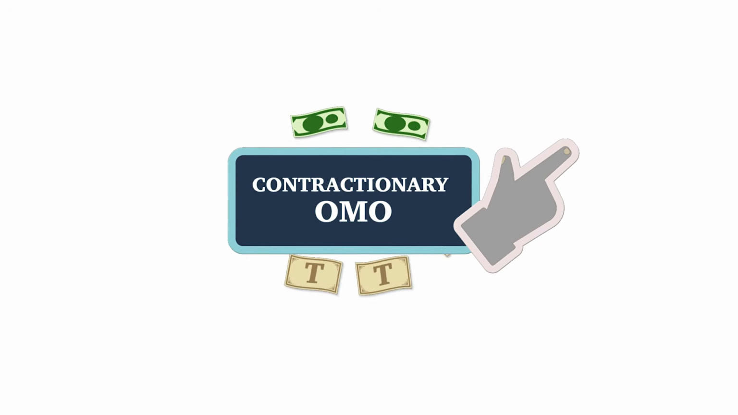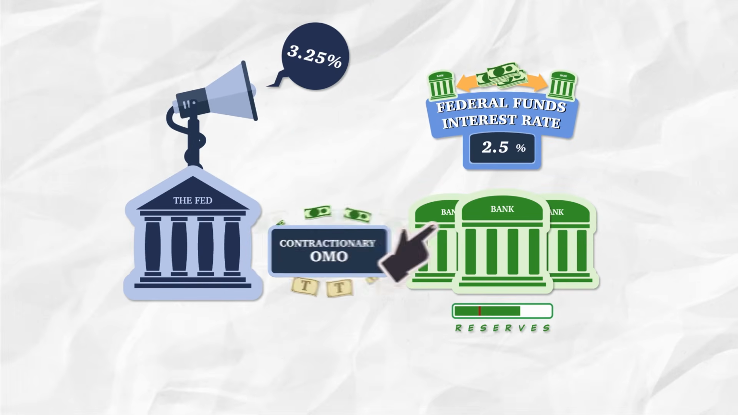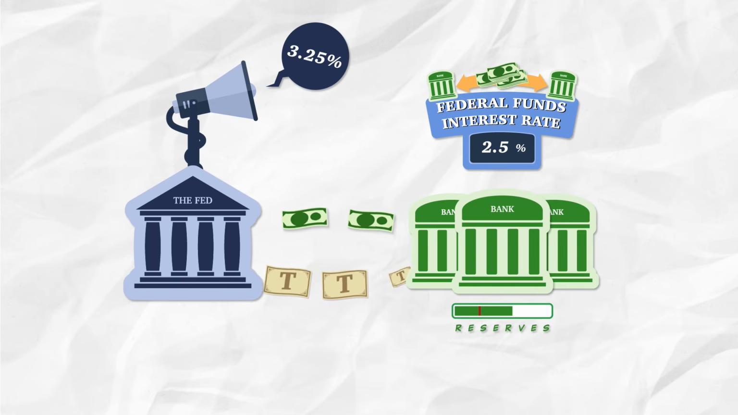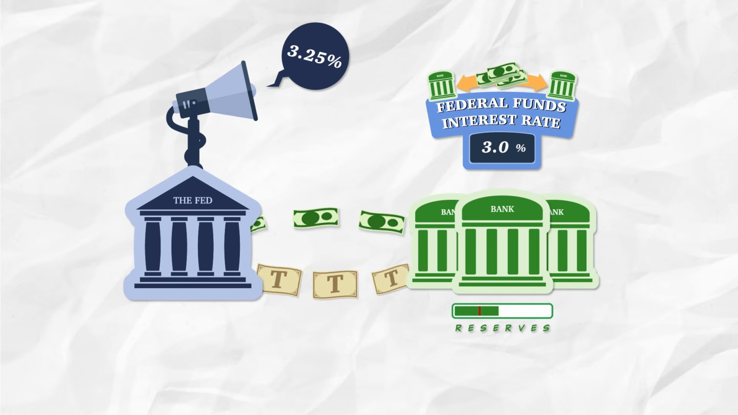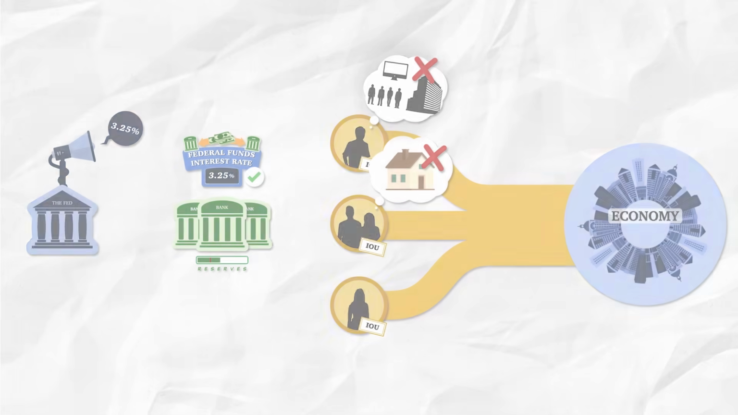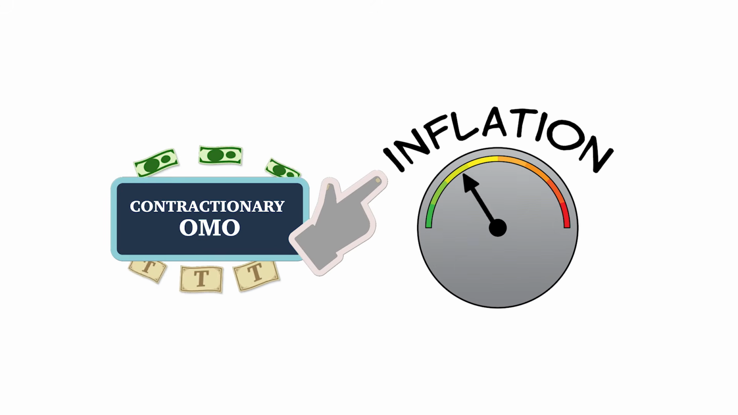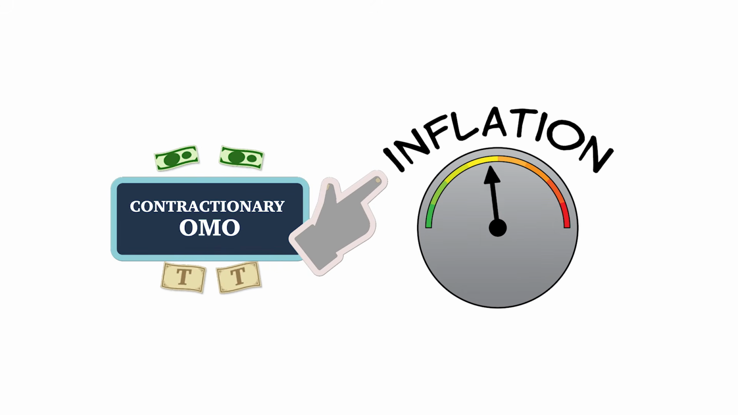A contractionary open market operation is when the Fed wants to decrease the money supply and increase interest rates by selling Treasury bills to banks, thus decreasing the supply of bank reserves. You may be thinking, why would you ever want to slow down an economy? Well, contractionary policies are usually used to slow down inflation or correct for other distortions in the economy.